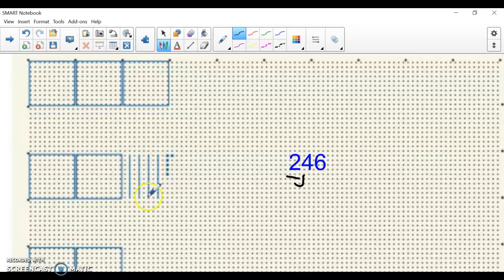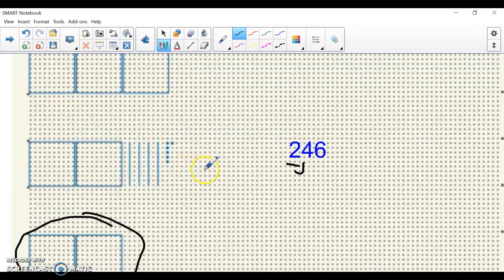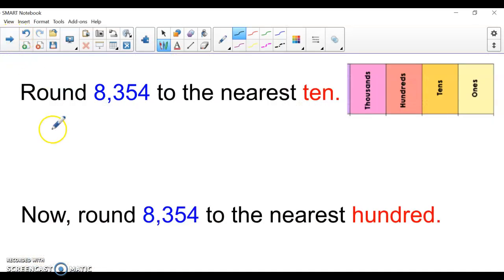But this one is just slightly closer to 200 than it would be to 300. In fact, it would need 54 more ones to get to 300. So we would say that this one, we would round to 200 because it's closer to 200 than it is to 300. Okay, so let's practice one more time.